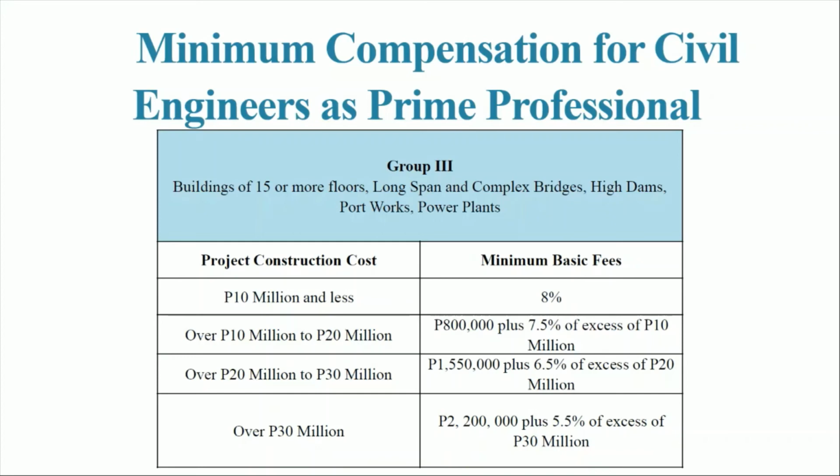We have 1,550,000 plus 6.5% of the excess of the 20 million. And lastly, we have 2.2 million plus 5.5% of the excess of the 30 million project or more.